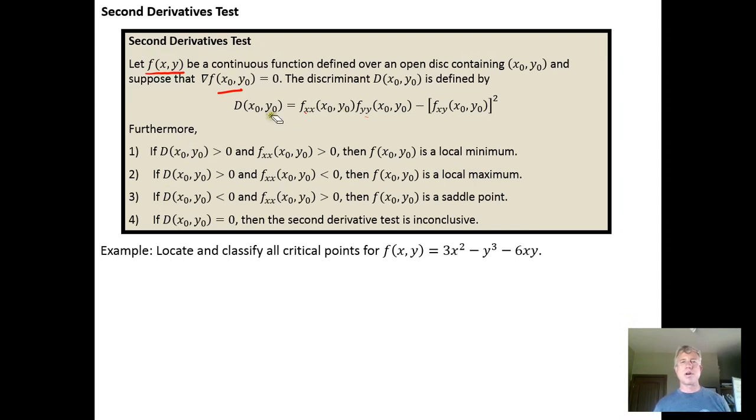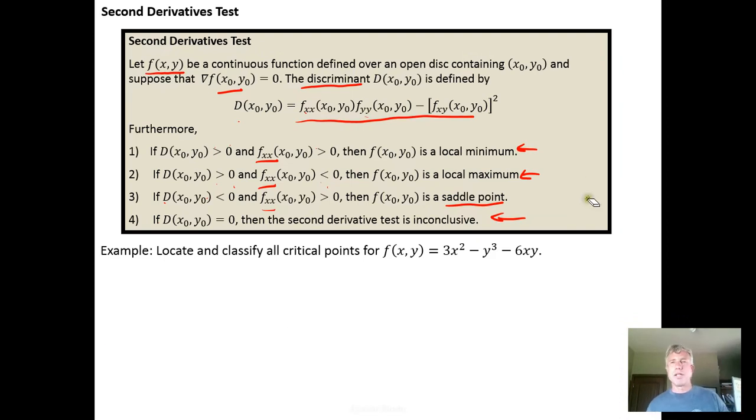Is this calculation, which is called the discriminant, greater than 0? If it is, is the second partial with respect to x positive or negative? That helps you determine whether you have a local minimum or a local maximum. Is the discriminant negative and the second partial with respect to x positive? Then you have a saddle. And if the discriminant equals 0, then the test is inconclusive and you have to try some other means to figure out whether you have a relative min or max.